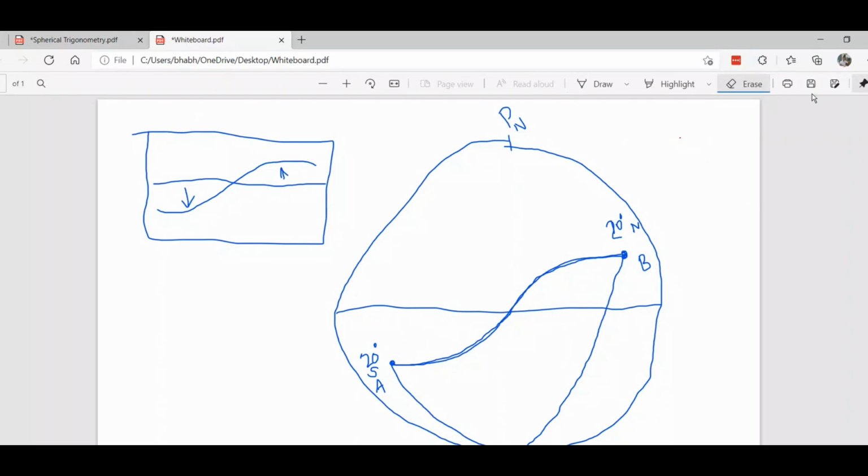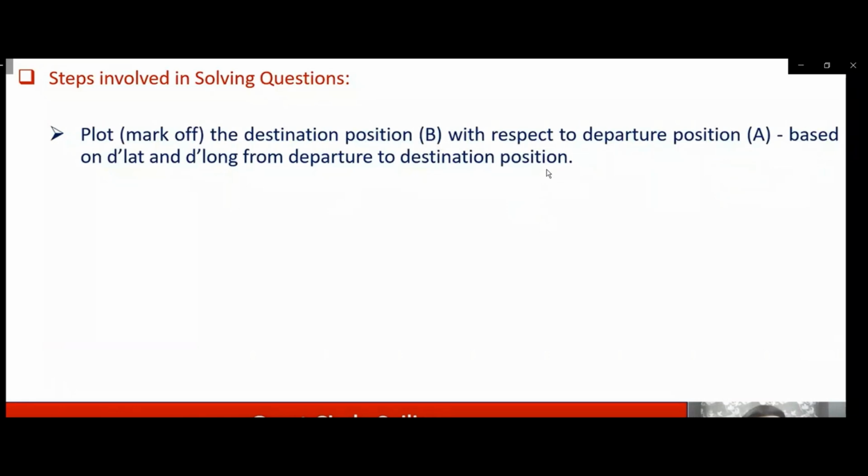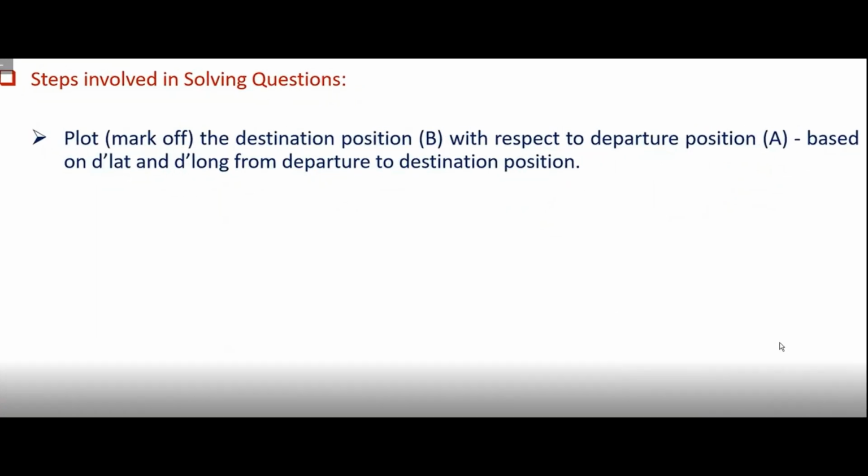Okay. Any doubt, beta? No sir, thank you. Okay. All right. Okay. So let's proceed ahead with the solution. Yes sir.